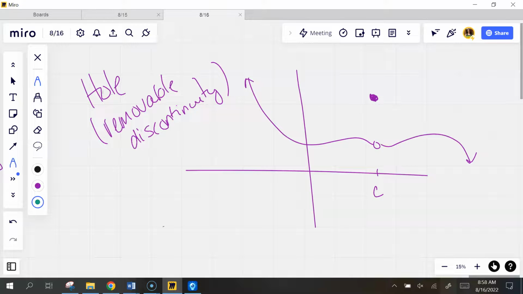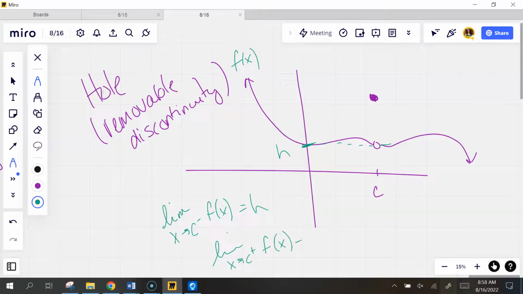Tell me as I look at this, what is the limit? We'll call that C, and we'll call this H. It doesn't matter. Why I can't think of a random letter is beyond me. What is the limit as I approach C from the left? We'll call this H. How about from the right? So do you agree then that the limit as I approach C is H?